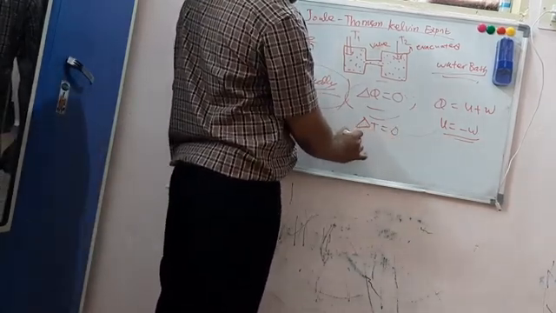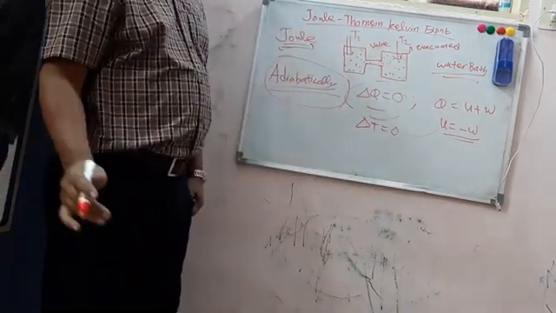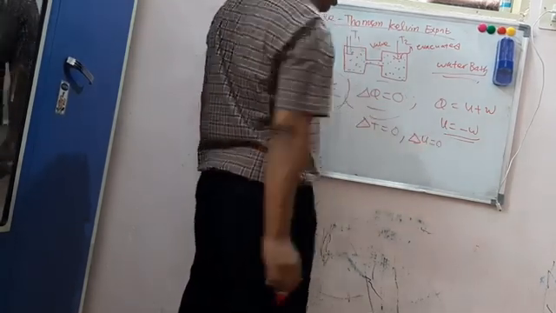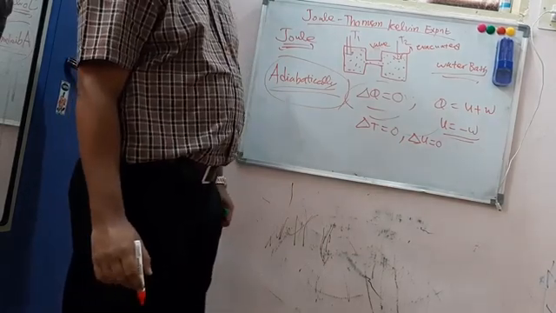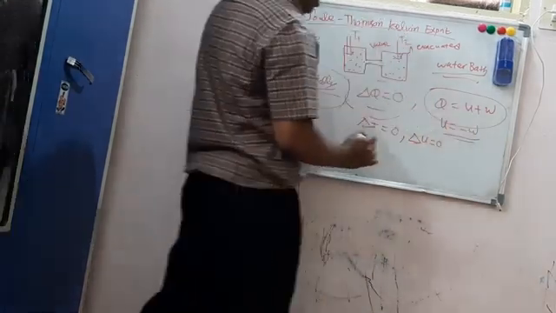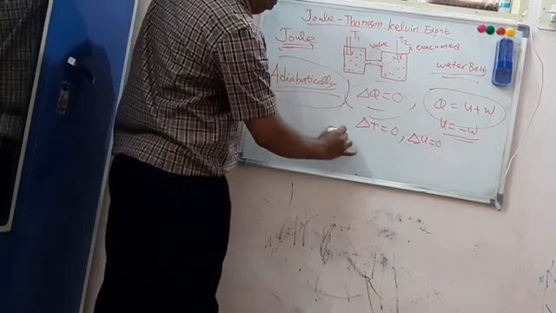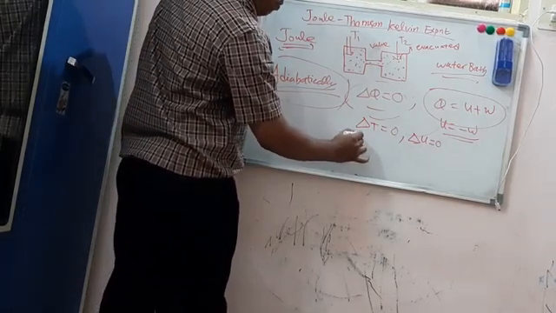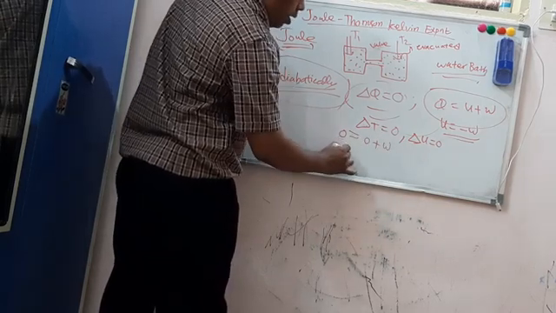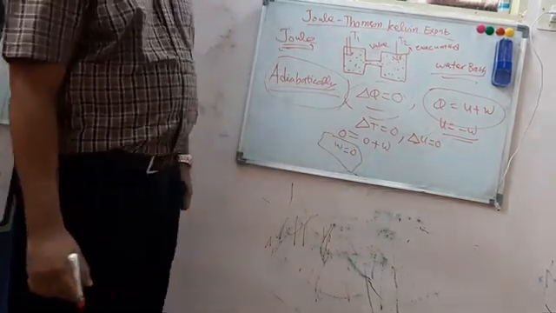Now, del T is 0 means there is no change in internal energy. So del U is also 0. So according to the first law of thermodynamics, when del Q and del U are 0, 0 plus 0 equals 0 plus work, so work done is also 0.